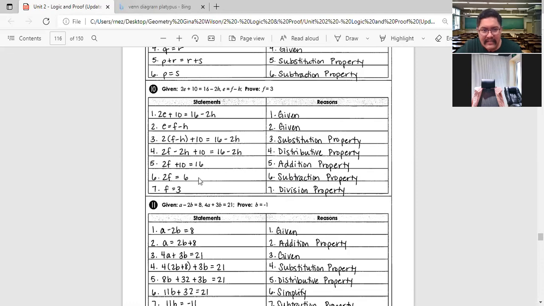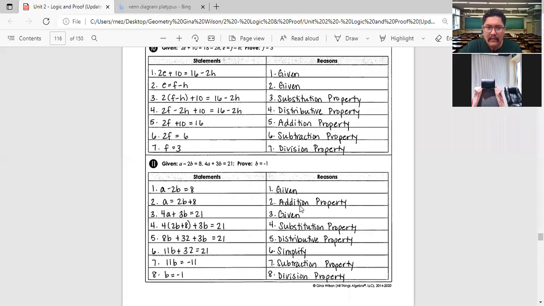So our reason number 7 is how did we get to statement number 7? Well, looks like they divided both sides by 2 because again, that's what most people would do when they're working with something like this. Just divide both sides on the last step. And that would be our division property. And I'm going to go down here, and this will be our last one. We'll take a break again.